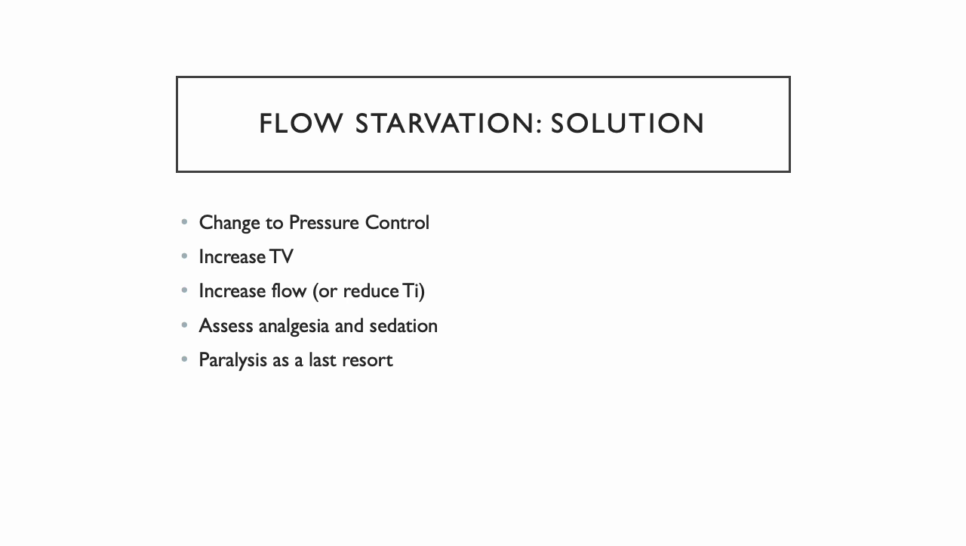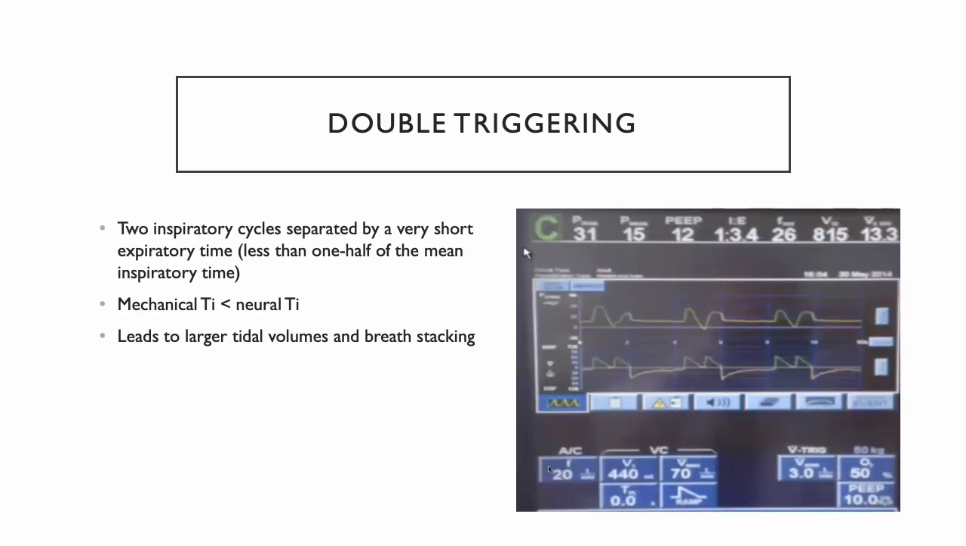If the patient has just been admitted with worsening ARDS and you need to adhere to a low tidal volume strategy, then you may need to deeply sedate the patient and consider paralysis. However, if you are weaning the patient and the patient is getting better, consider changing to pressure control, increasing tidal volume, or increasing flow. The next dyssynchrony also occurs in patients with high respiratory drive.